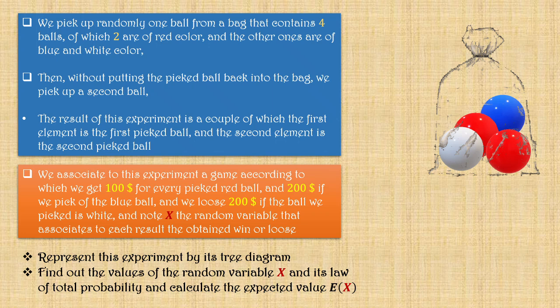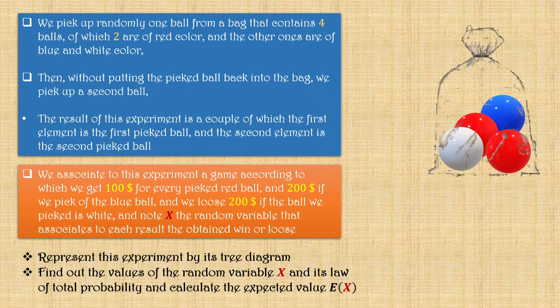In today's video, we make an experiment from a bag that contains 4 balls, of which 2 are of red color, and the 2 others are of blue and white color. So we will at first pick up a ball and keep it out of the bag, then we pick up a second ball. Hence, the result of this experiment is a couple of which the first element would be the first picked ball and the second element is the second picked ball.